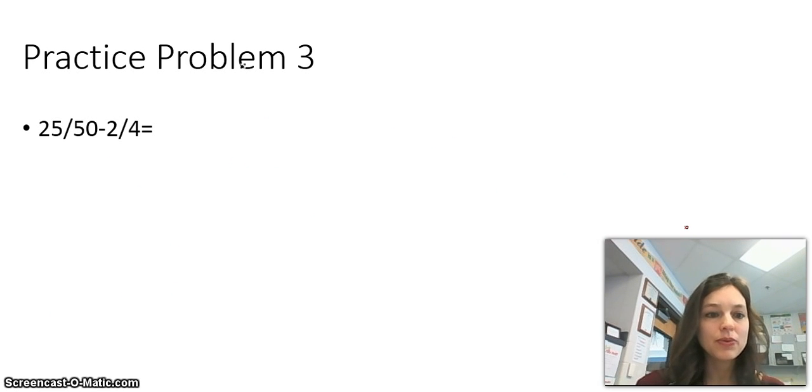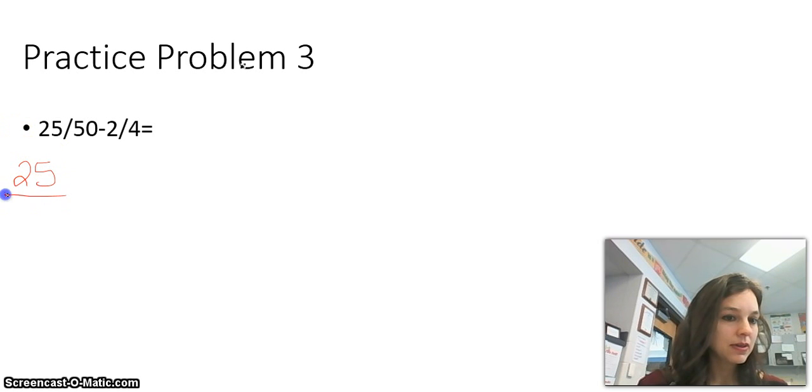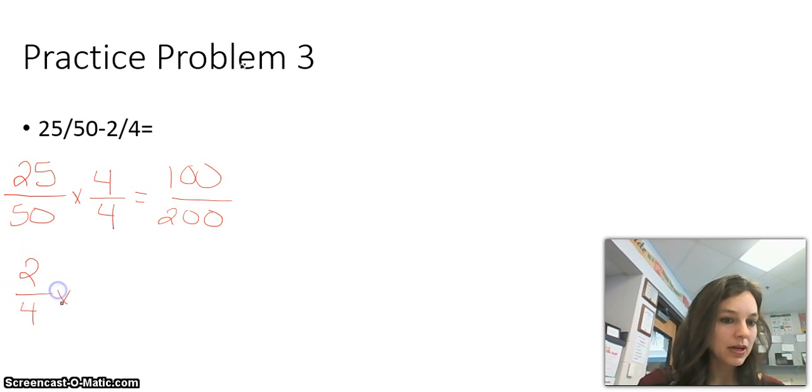Here I have practice problem number 3, 25/50ths minus 2/4. Well, let's see. I'm going to multiply 25/50ths by 4/4, and I'm going to get 100/200ths. Then I'm going to multiply 2/4 by 50/50ths, and I'm going to get 100/200ths.